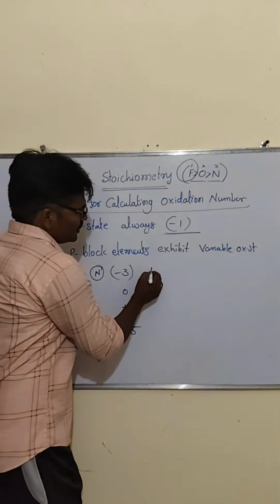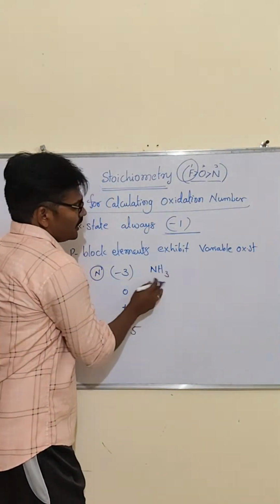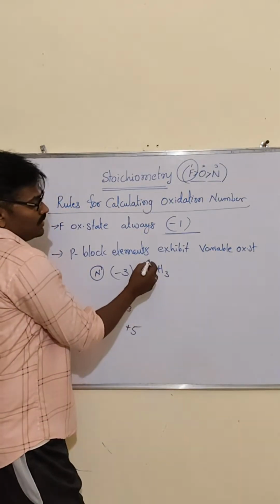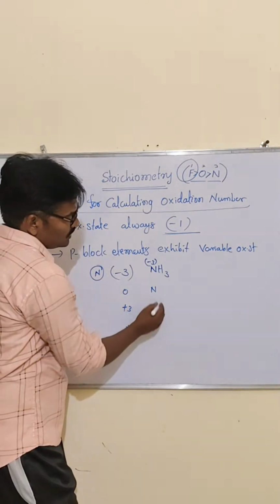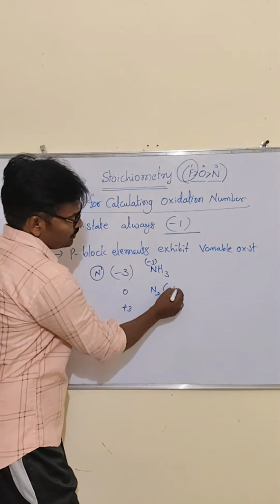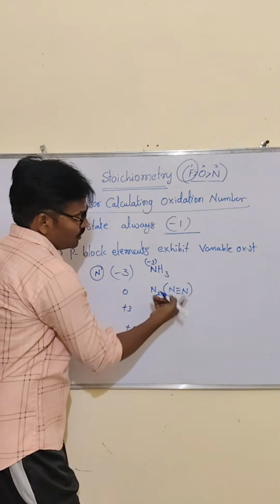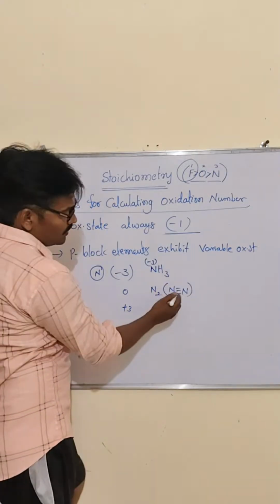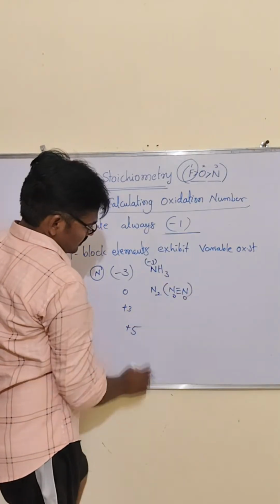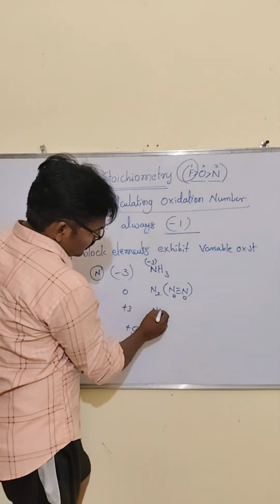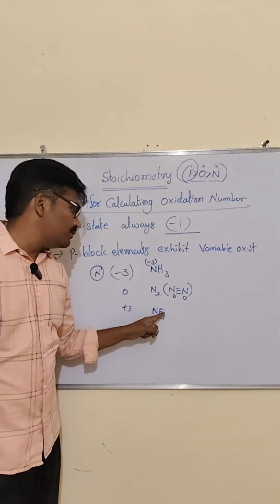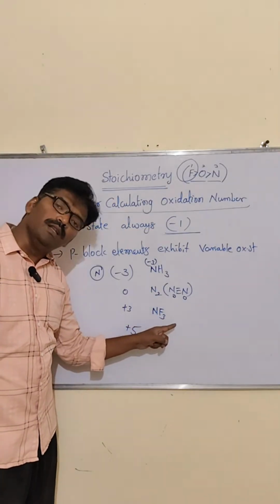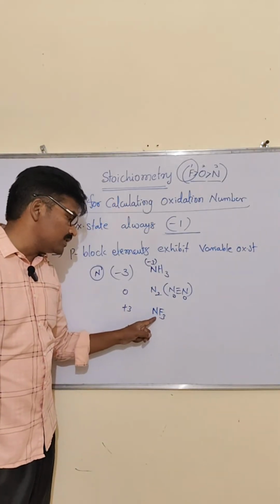In the NH3 molecule, if you take, the hydrogens are +1 each, three of them, then nitrogen is -3 oxidation state. Then N2 molecule, N triple bond N, in between there is a triple bond, but the same atoms, 0 oxidation state, right? Then NF3 molecule, fluorine is the most electronegative atom. The 3 fluorine atoms get -3, then here nitrogen is +3.